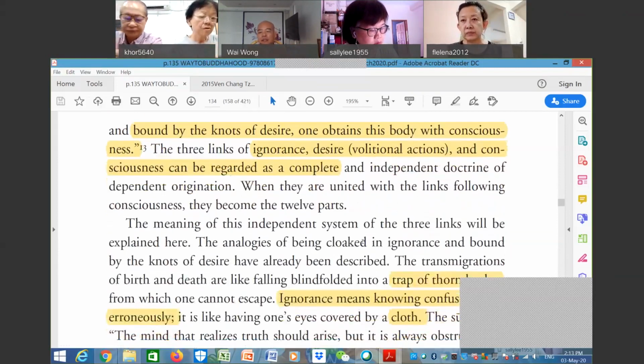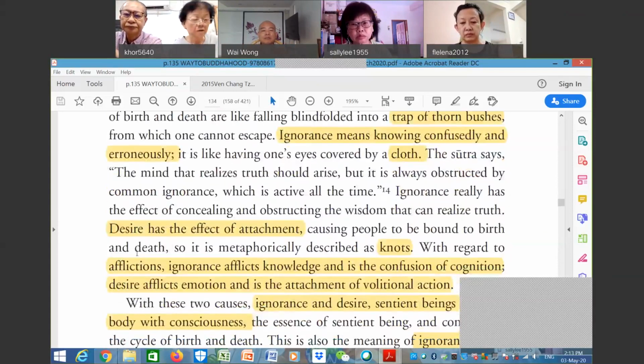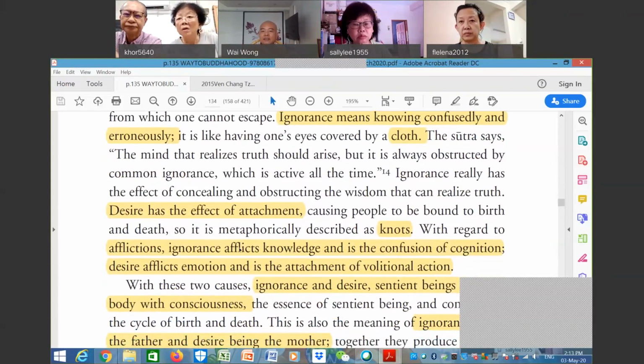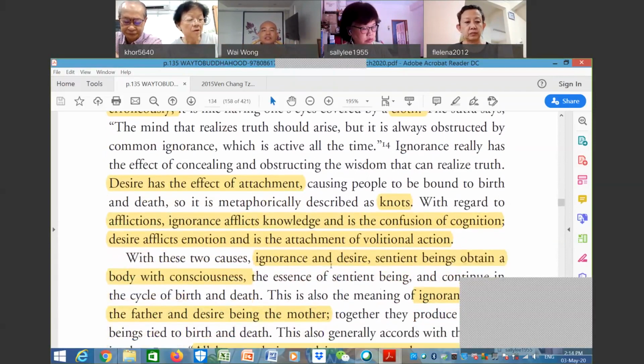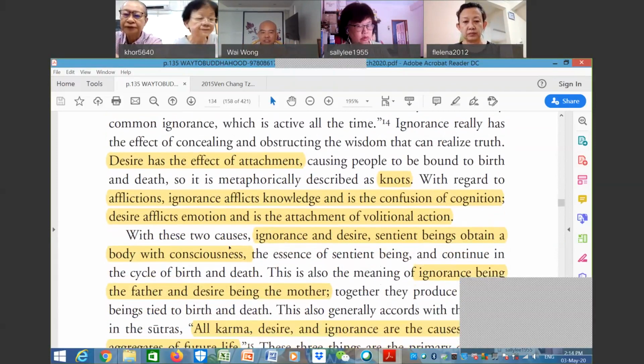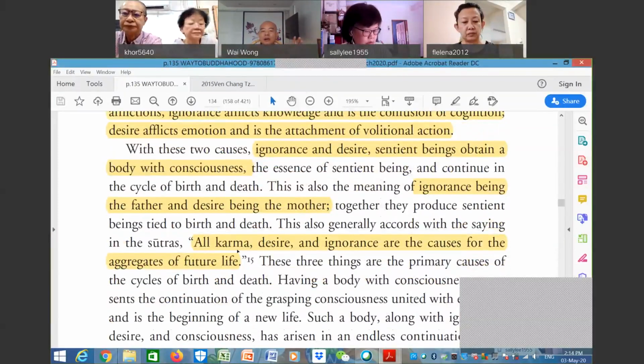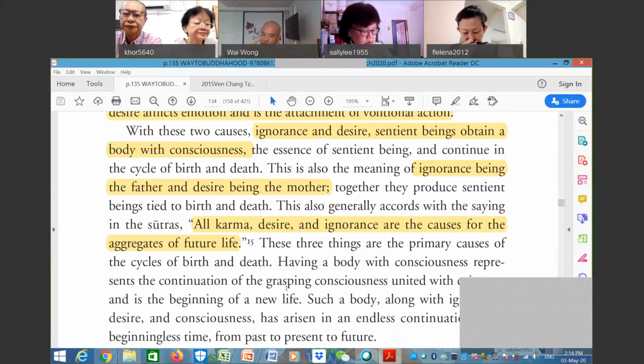Remember that the Four Noble Truths are explained in a horizontal way, but the 12 dependent conditions are in a vertical way. Besides this, we talk about how desire has the effect of attachment, and it is a knot. In regards to affliction, ignorance afflicts knowledge and is the confusion of connections. Desire afflicts emotion and is the attachment of volitional action. So from here, we talk about karma; desire and ignorance are the causes for the aggregates of a future life.